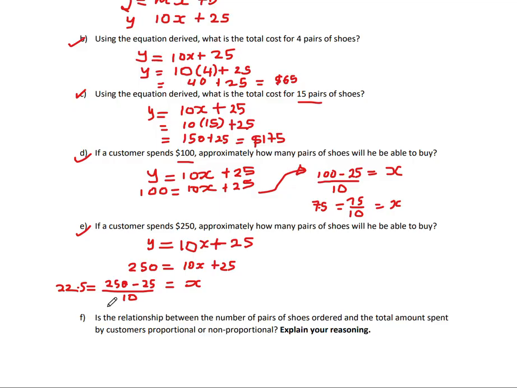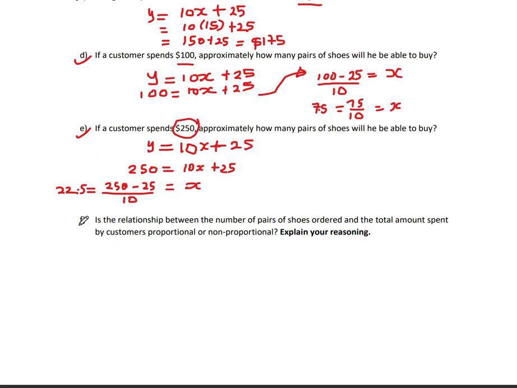But we'd approximate that to 23, because we can't have 22 and a half pairs of shoes. That would be a discrete measurement. So it would be best to approximate this number to the nearest whole number. So roughly 23 pairs of shoes would cost the customer $250. That would be the interpretation.